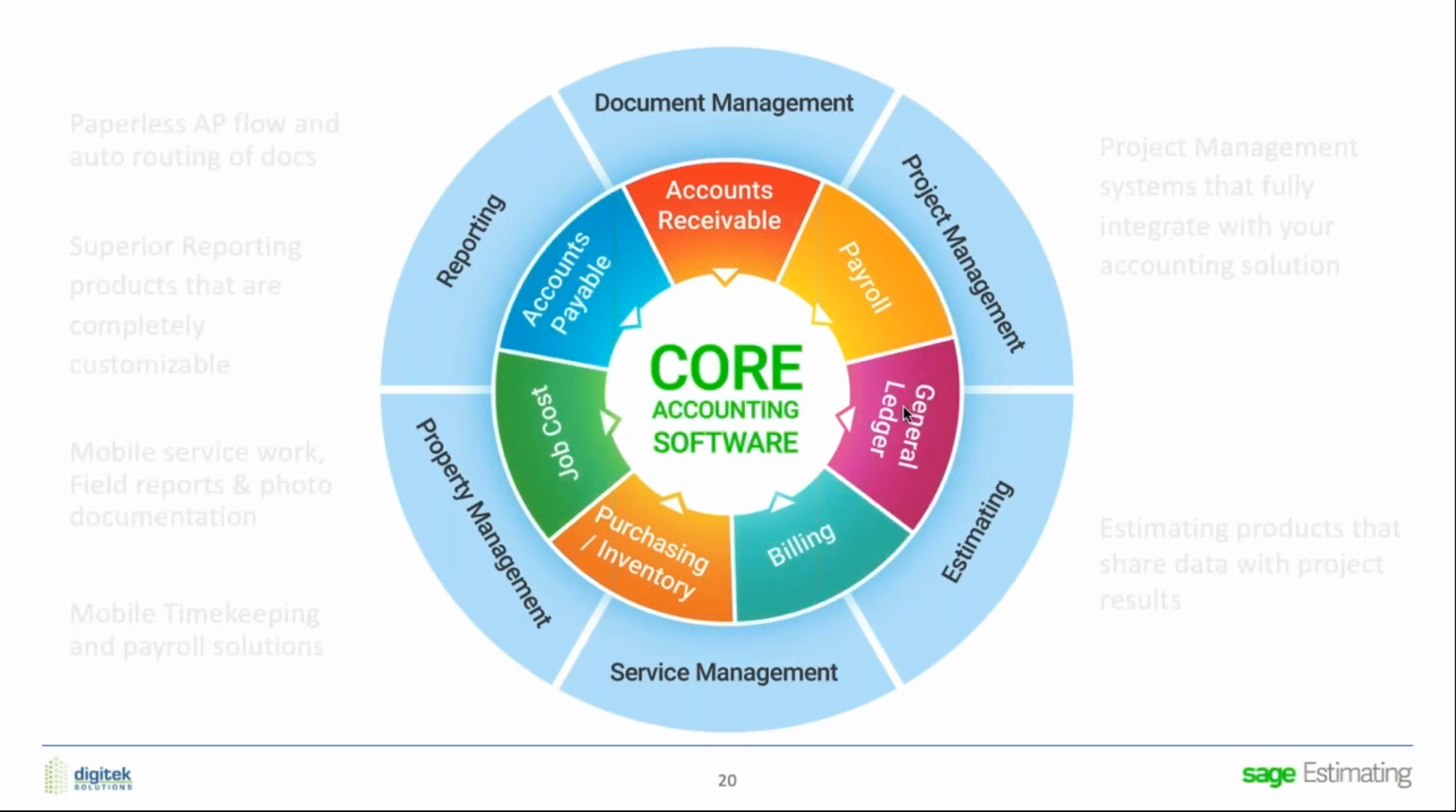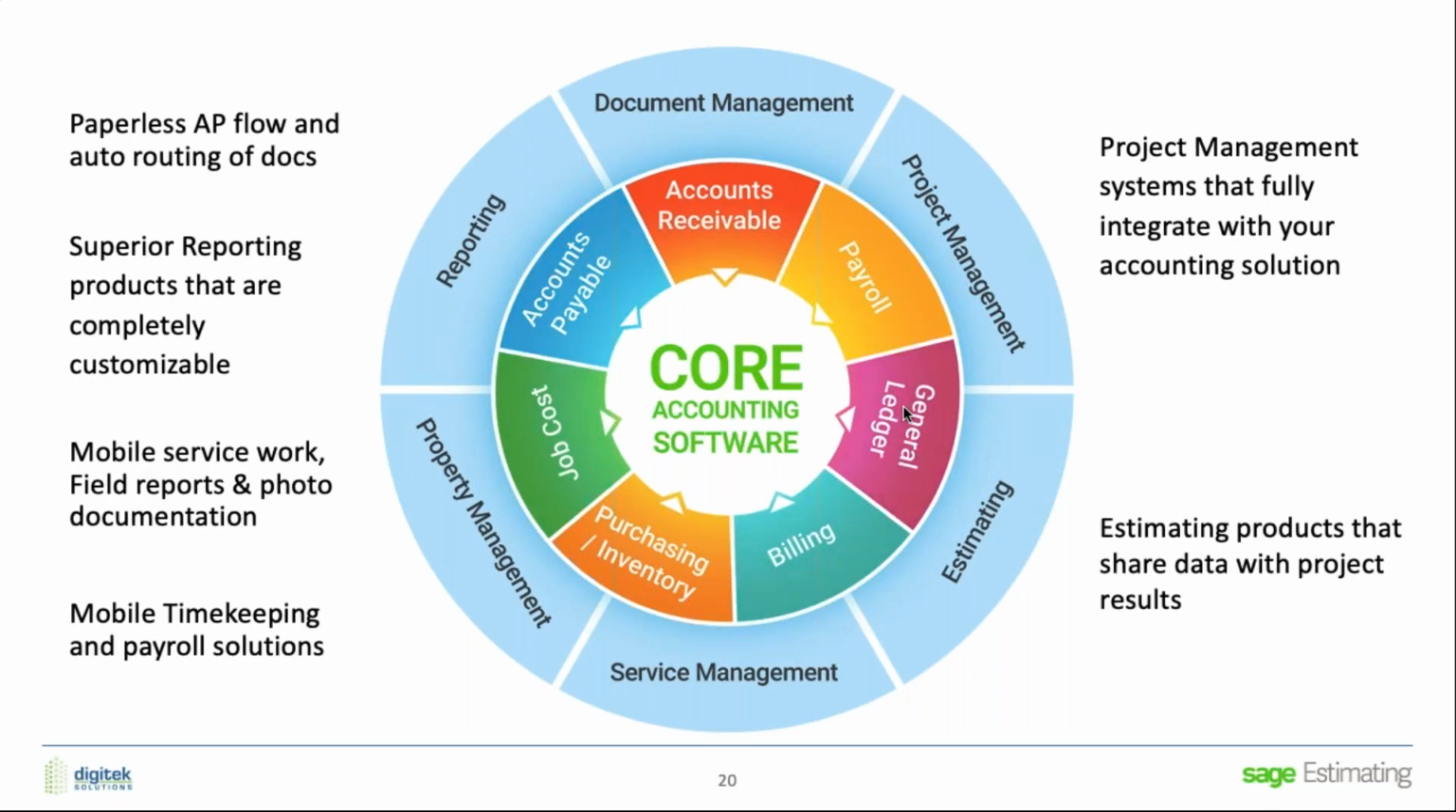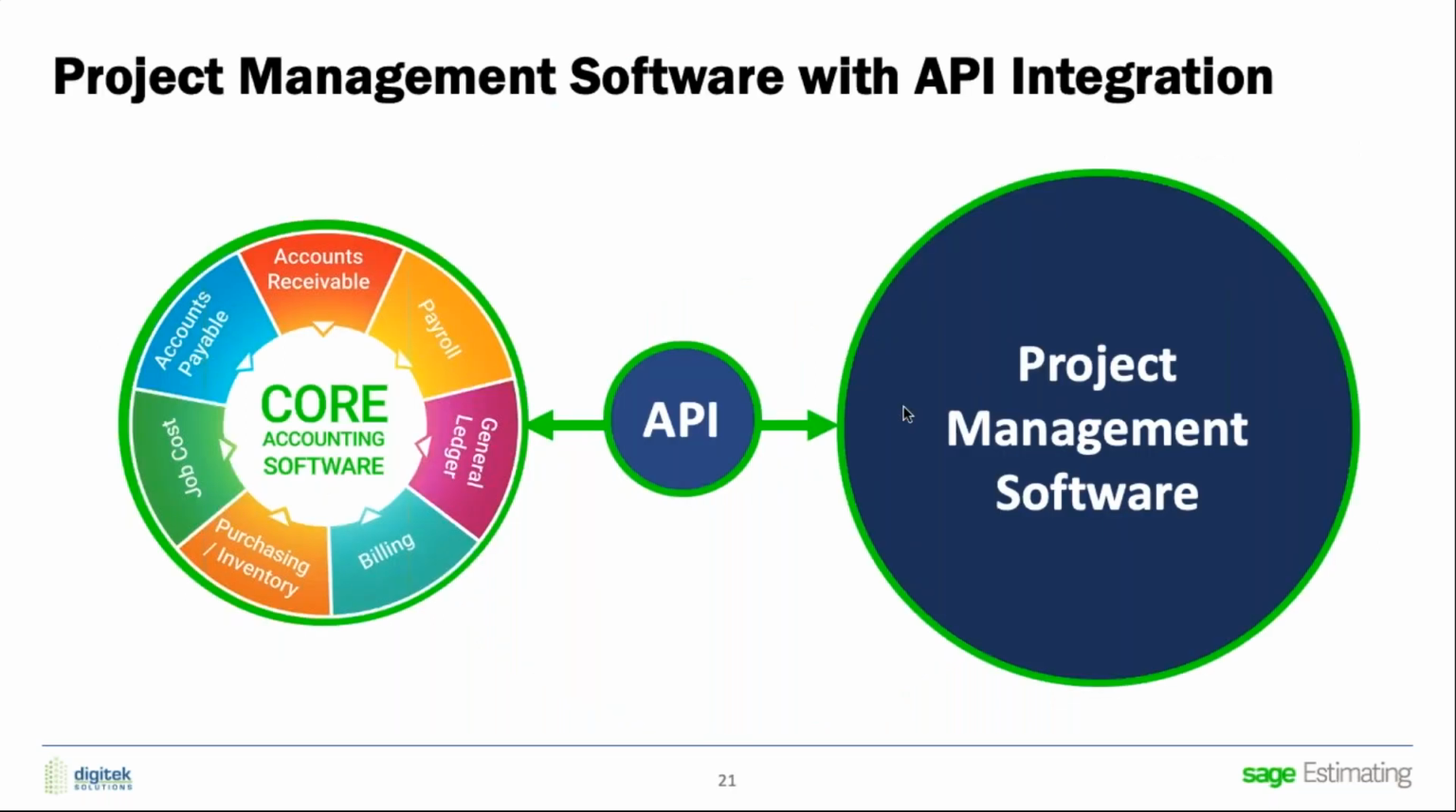Now, beyond that, the same type of accounting system makes it possible so that you can do project management in a third party. You can do estimating in a third party. You have superior reporting products. You have mobile field reporting, mobile timekeeping. All of those types of solutions become available. And then in addition to this core accounting piece, the second part is having some sort of project management software, whether it's within that accounting system or separate. There has to be a direct connection between the two.